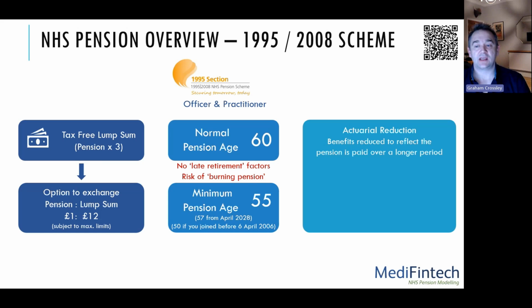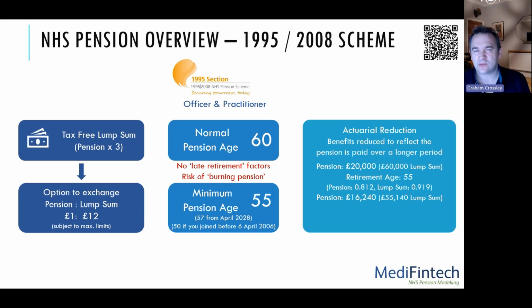What happens is that there's an actuarial reduction, which means that your benefits are reduced to reflect the fact that they are going to be paid over a longer period of time. So let's take, for example, you've built up a £20,000 pension and a £60,000 lump sum. Well, if you were to take that at 55, you would be entitled to 81.2% of your pension and 91.9% of your lump sum. So you get £16,240 and this £55,140 lump sum.